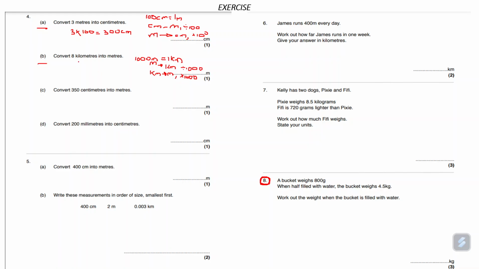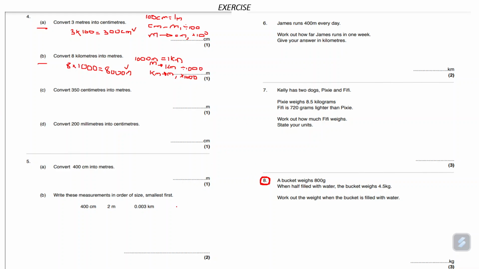So we go back to the question saying convert 8 kilometers to meters. So we are going from kilometers to meter. You are timesing by 1000. So that will be 8 times 1000. Your final answer becomes 8000 meters. So this is this.